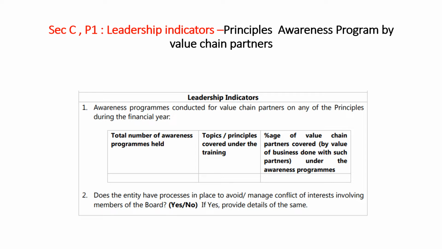Now this is a leadership indicator, which is voluntary in nature. So what is it saying? The principles awareness program by the value chain partners. In the earlier case it was asked whether this awareness program was conducted for your people. Here in the leadership indicator, it is asking whether such a program was conducted for your supply chain partners. So total number of awareness programs held, topics and percentage of partners covered. Does the entity have a process to avoid or manage conflict of interest, including members of the board?